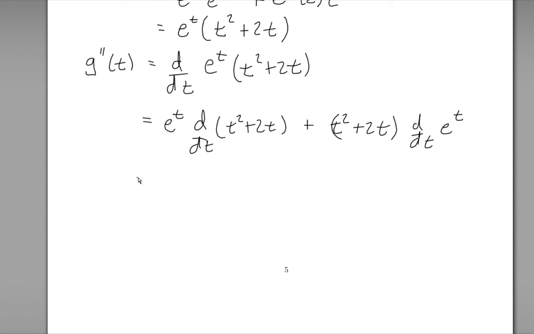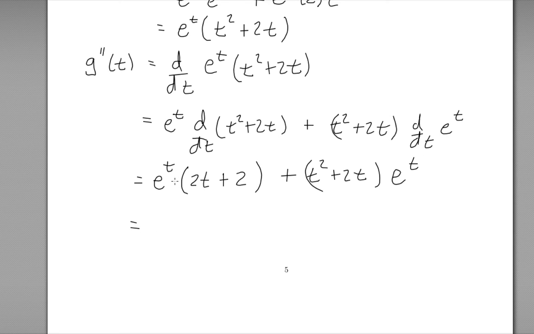So let's take care of this. The first term is just e to the t again, times the derivative of this thing. Now the derivative of this thing can be broken up into two separate derivatives, the derivative of t squared and the derivative of 2t. So the derivative of t squared, using the same power law that we did earlier, is just 2t, and the derivative of 2t is just 2. Plus, now the second term is t squared plus 2t times the derivative of e to the t, and as we mentioned before, this has a formula. The derivative of e to the power of t is just e to the power of t.